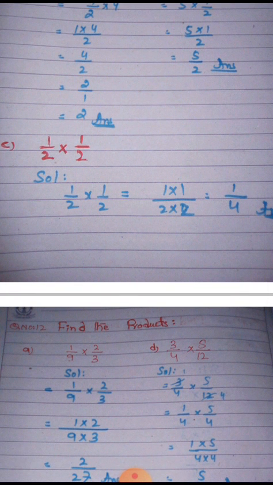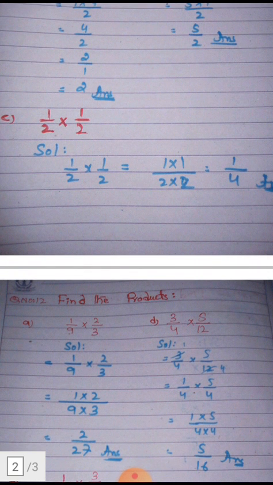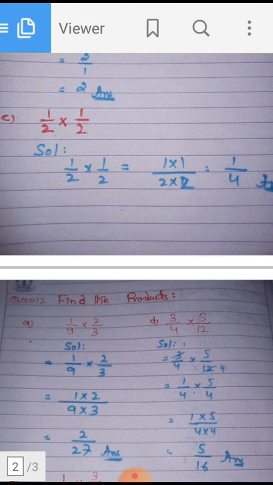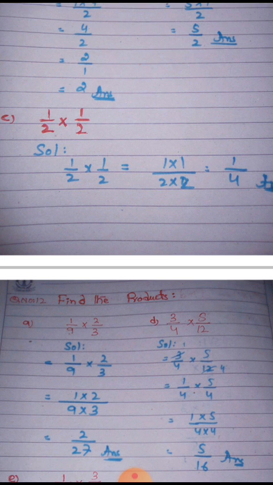So number A is 1 upon 9 multiplied by 2 upon 3. 1 upon 9 multiplied by 2 upon 3. In the same manner, I told you that you have to multiply numerators together and denominators together. So the second step says 1 multiplied by 2 and 9 multiplied by 3. It will be 1 twos are 2 and 9 threes are 27.